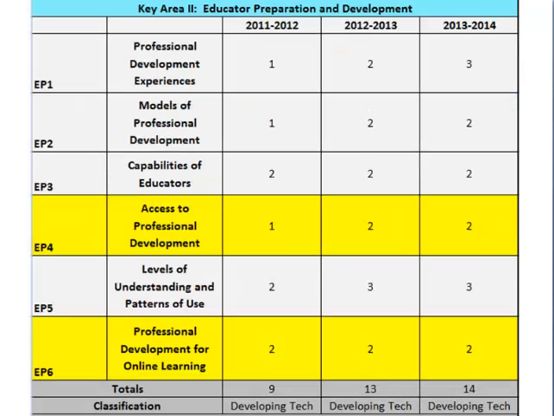Something else we were looking at in Key Area 2 for educator preparation and development was access to professional development and professional development for online learning. I have both of those shown in yellow. Access to professional development started out as a 1 and did increase to a 2, but professional development for online learning has consistently stayed a 2 for the past 3 years. And even last year, it has stayed as developing technology.